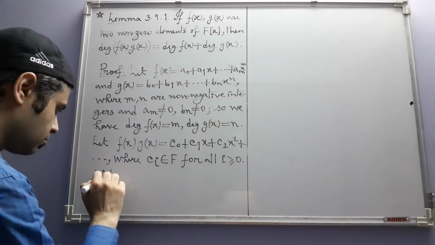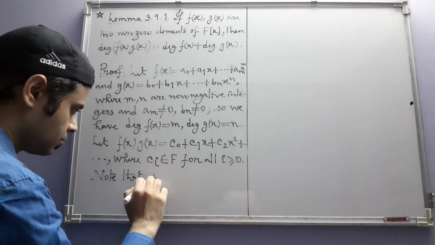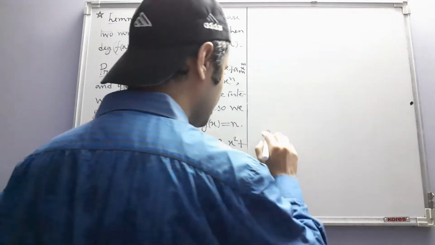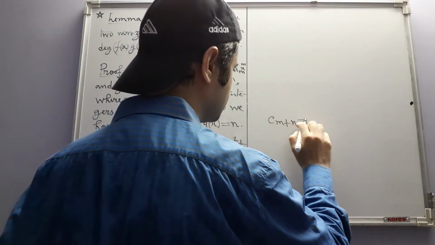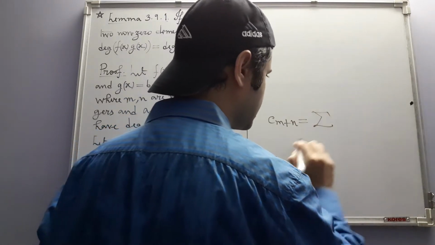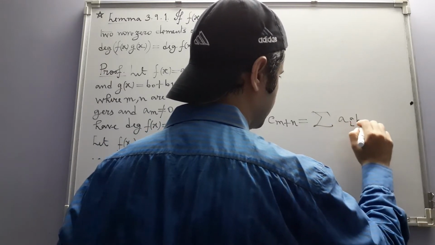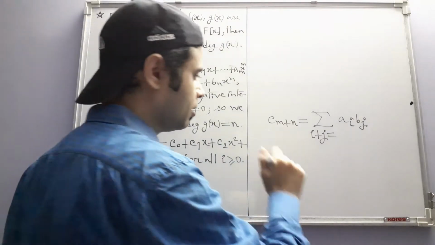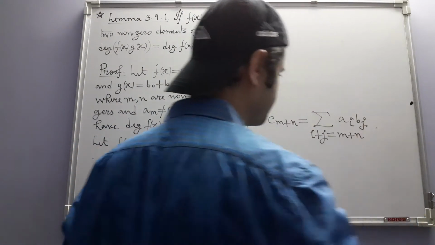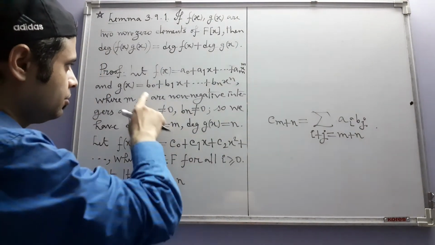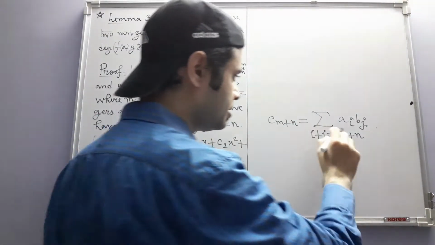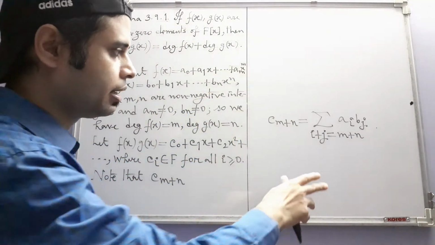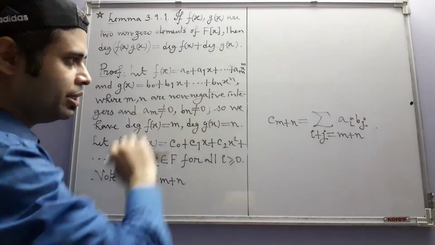Note that, okay, now what is c_{m+n}? Let us try to figure this out. c_{m+n}, we know from our formula, is a sum like this: ai bj. The condition on i and j is that their sum should be equal to this label, this suffix. Okay, now looking at these expressions for f and g, what do we see here? I can take the value m. In that case, we would be taking am in place of ai, and j can take the value n. So we would be taking bn in place of bj.